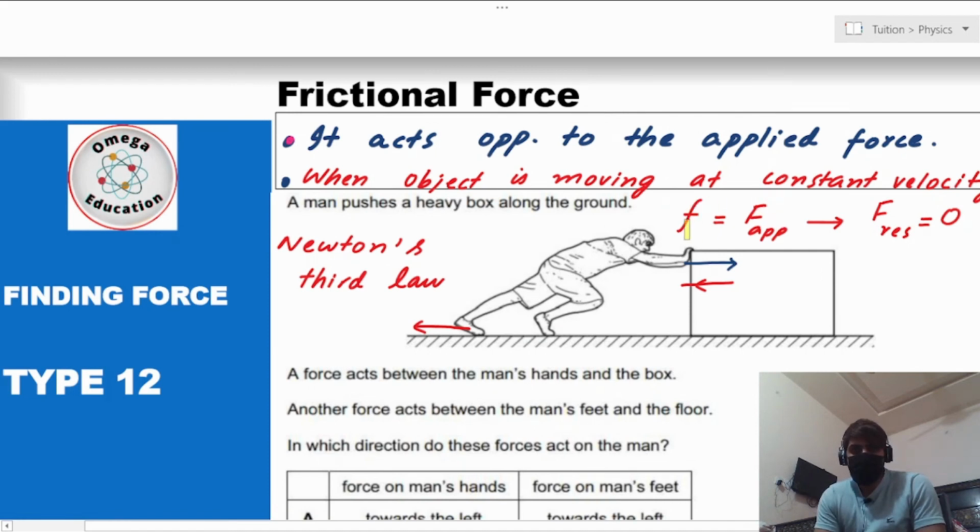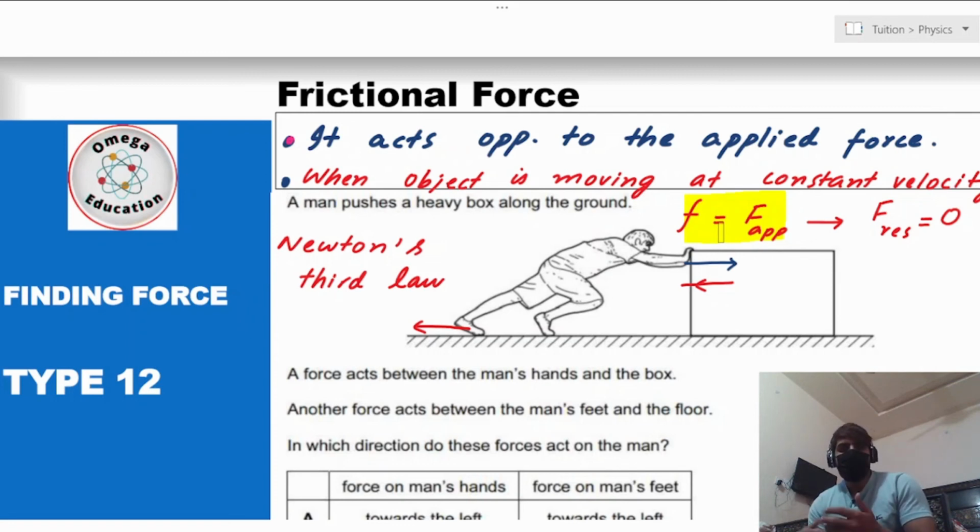The reason is because the object is not accelerating. A practical example would be if you're sitting in a vehicle on a very plain road on a motorway, and you're traveling at a very constant speed. You don't change the speed, you don't increase or decrease the speed.